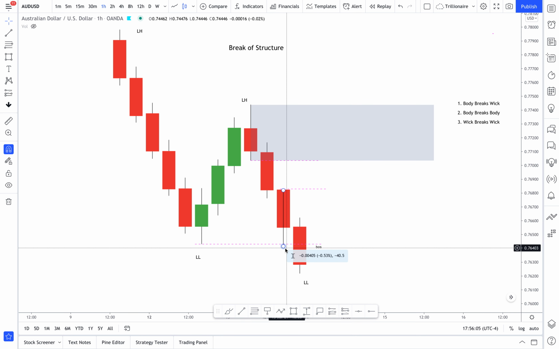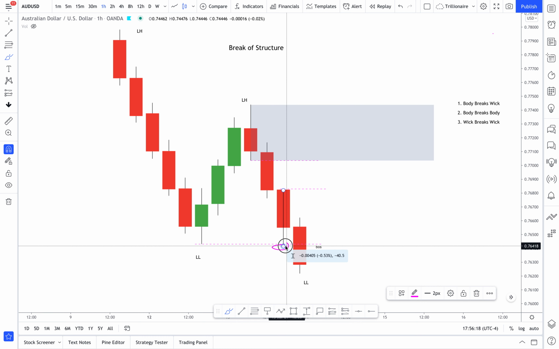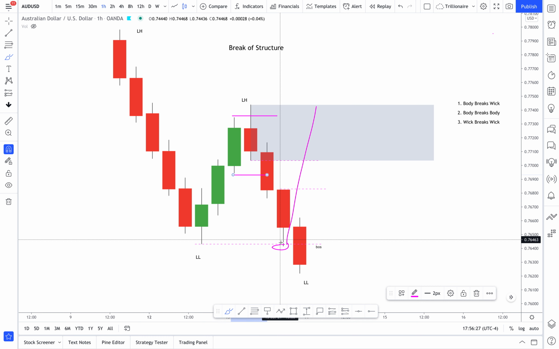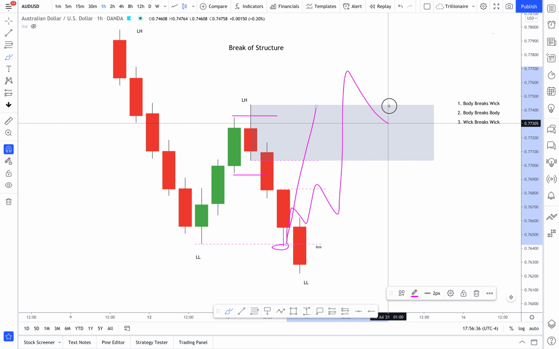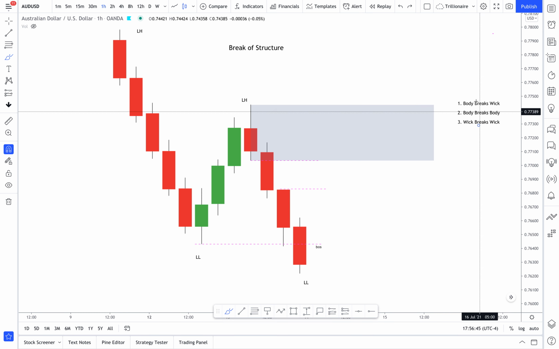But what could happen in this scenario? We could see price push to the downside, break market structure, and then completely reject and push back to the upside. So you would possibly be looking for sells right here with this order block. But if only a wick pushes below this area and then we see a rejection, price could just carry back to the upside, and that's something we have to keep in mind. Because of that, I love to use body breaks wick. It's going to be the most seamless, the easiest, and it's going to make sure you're on the right side of things more times than not.